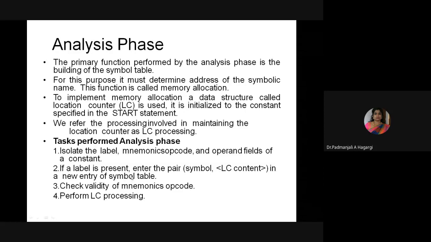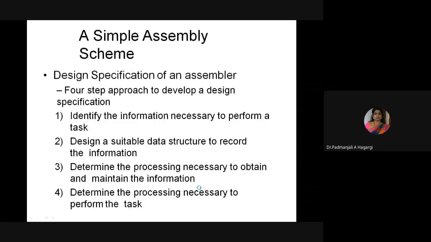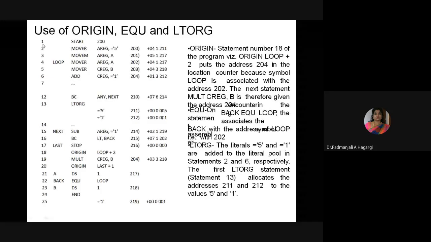as a new entry of the symbol table. Next, check for the validity of the mnemonic codes like add, sub, mul, take its value, and perform the location counter processing. Location counter processing means performing the update to that location counter. Suppose the location counter is 1, 2, 3, like that. In this example, the program starts at 200, and here the location counter is 2.